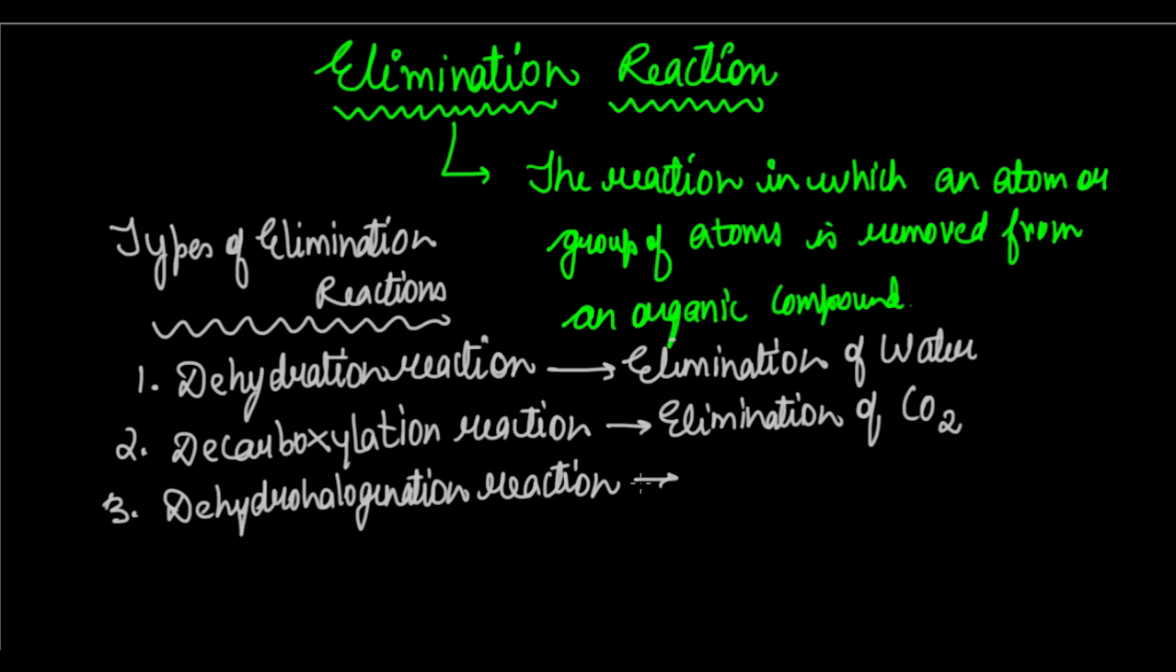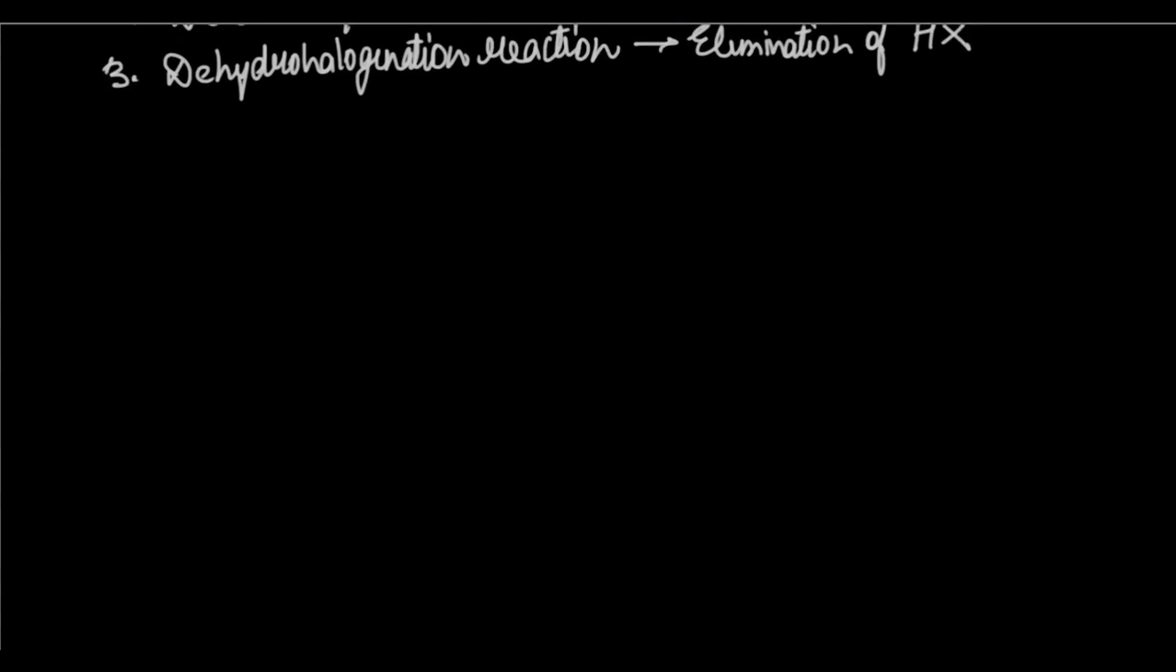You remember in addition reaction, we did hydrohalogenation reaction. So here dehydrohalogenation reaction means removal of hydrogen halide, denoted by HX, hydrogen combined with a halogen. Right? So these are the three kinds of elimination reactions that we have in our course, and I'm going to discuss them bit by bit now. Okay, so let's start with the first one, that is dehydration reaction.